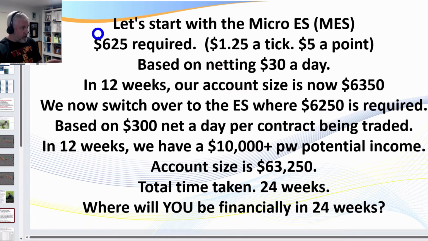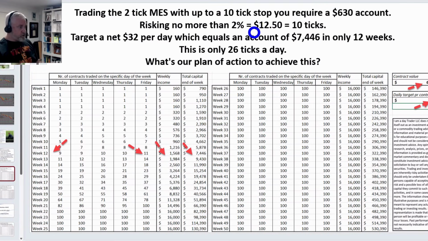If you've got $600-700, you could start off targeting $30 a day and just trade the micros, because you can either trade the big contract or the micro. The big contract is $12.50 per tick, or $50 a point. There are 4 ticks per point. Or you can start on the micro, which is only $1.25. Now if you go for $30 a day, which is only 26 ticks a day, within 12 weeks you'll have the potential of rolling over and trading the big contract.